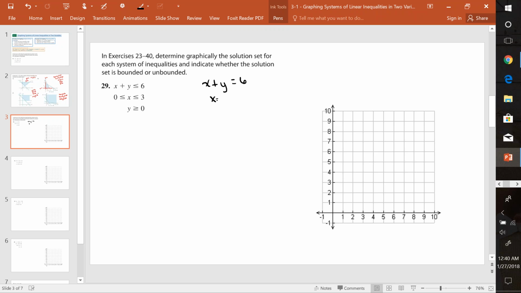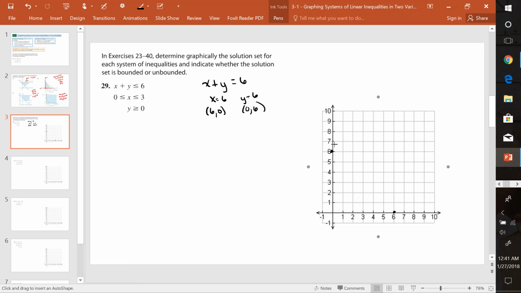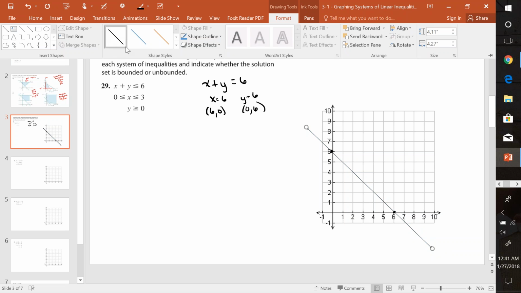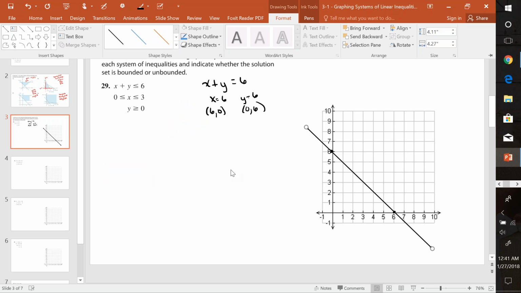So if you plug in 0 for y, you get x equals 6. If you plug in 0 for x, you get y equals 6. So that's the ordered pair 6, 0, and 0, 6. So here and here. And that line is solid. So let's see if I can just insert a line. That would be easier than trying to draw it by hand. And I'll have to adjust this a little bit. There we go. So that's my first line. Let's see if we can make that darker. Make it black and maybe a little bit bolder. Okay, so you can see that.